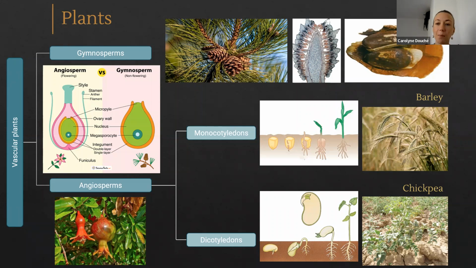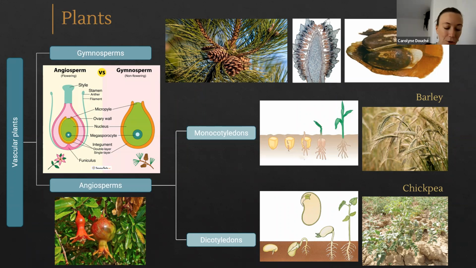Gymnosperms produce seeds in cones. The seeds are naked, meaning they are not enclosed in an ovary. In this category, we can find the ginkgos and the conifers, like the pine tree you can see at the top of the screen.